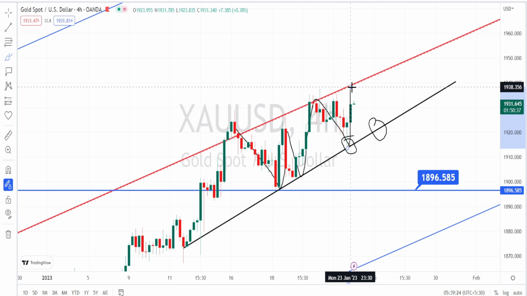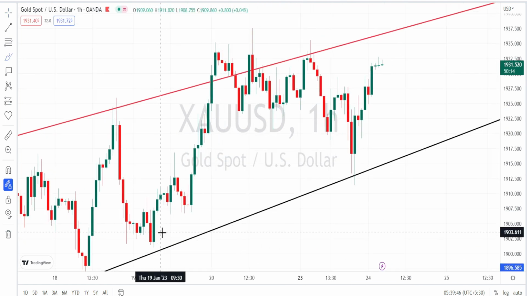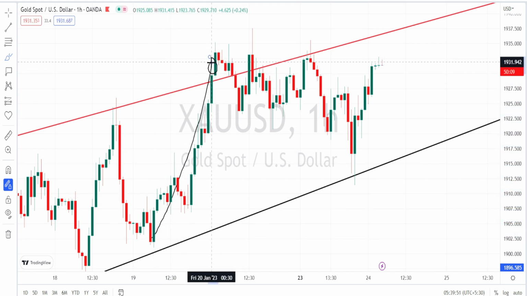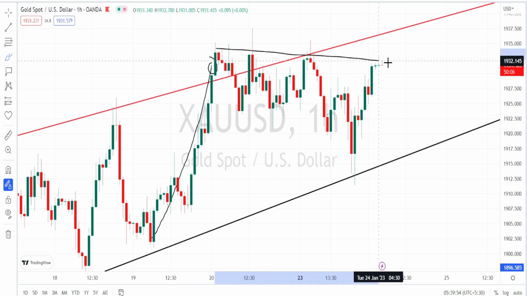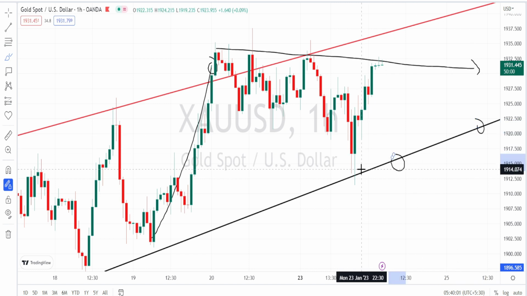Let us look at the price action in hourly time frame. I am in hourly time frame, and in hourly time frame we can clearly understand that it went on a bullish side retracement, and currently the price action is in a bearish side retracement to retest on this 4 hours time frame trend line or the support line.